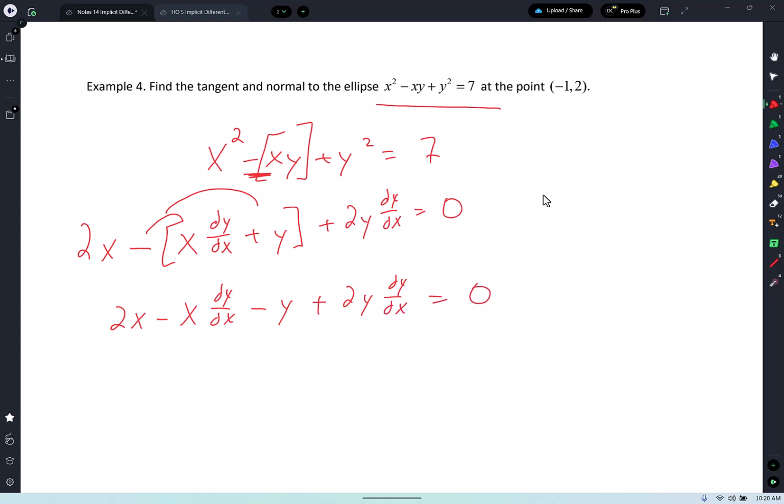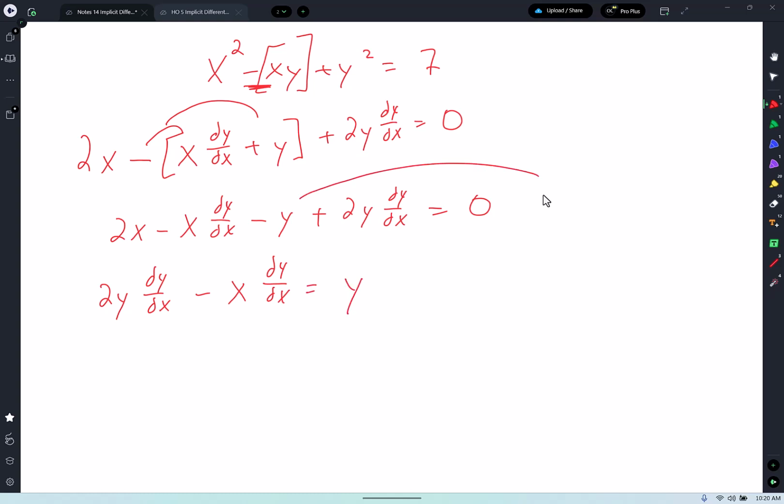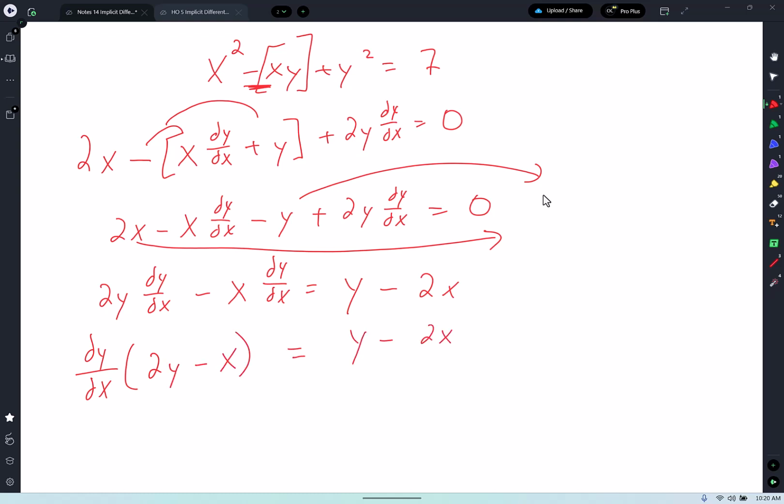And I was tempted to just move everything already, but I want to go slow so you guys can see everything. Everything that does not have a dy dx on it, move it to the right. And I'm going to put the 2y dy dx first because I like to have positive terms in the front. 2y dy dx minus x dy dx equals, let's see, the y moves over there, y minus 2x. I only had 4 terms. I got everything ready. What do I do to the left side? I factor out a what? A dy dx. Yeah, we're just doing algebra now, guys. dy dx times (2y minus x) equals y minus 2x.